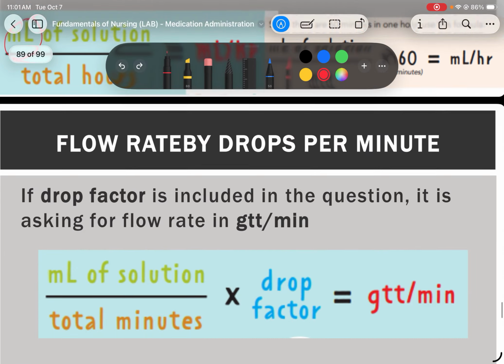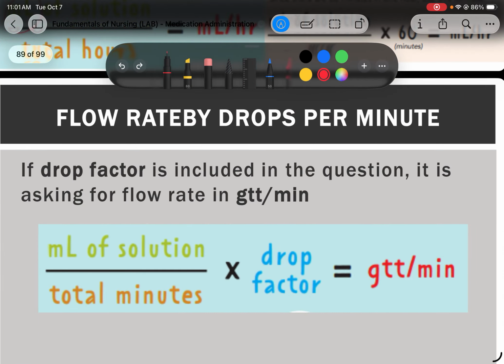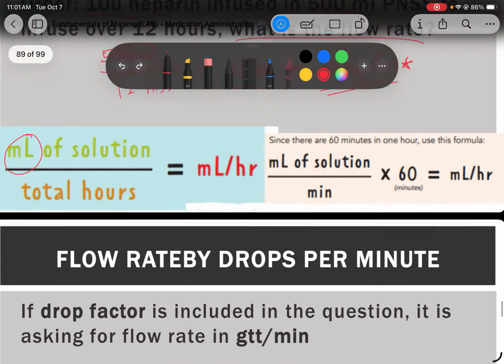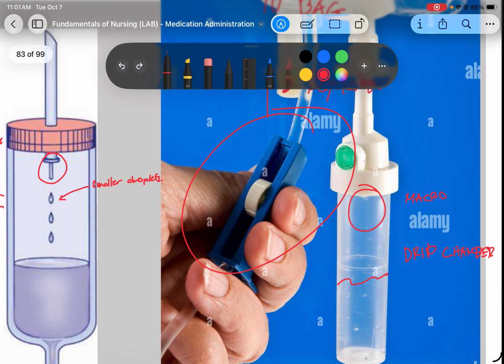Yes, IV priming. Okay, so next is flow rate by drops per minute. Now, here's the thing you need to remember about this. Flow rate by drops per minute is what we usually use to calibrate in a hospital setting. What I mean by that is this. Balik ta diri. Class, okay? I want you to look properly, ha? I want you to look properly.